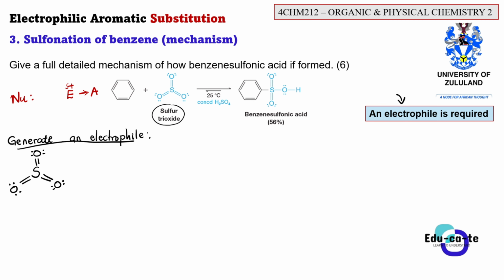And here we want to turn this sulfur trioxide into something that will have an electrophile. We want to make it electrophilic. We want to make it electron poor in some way, so that the benzene ring can donate electrons to it and form a bond with it, because that's the main aim. We want to form benzene sulfonic acid.